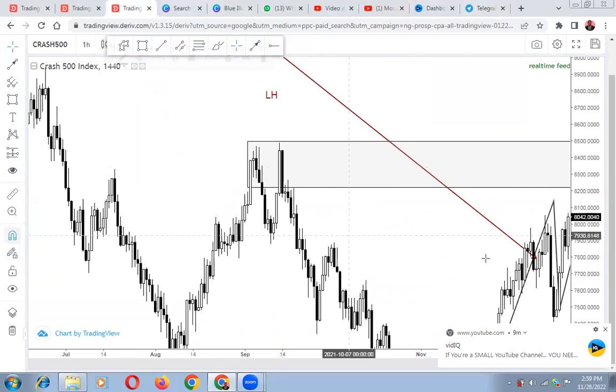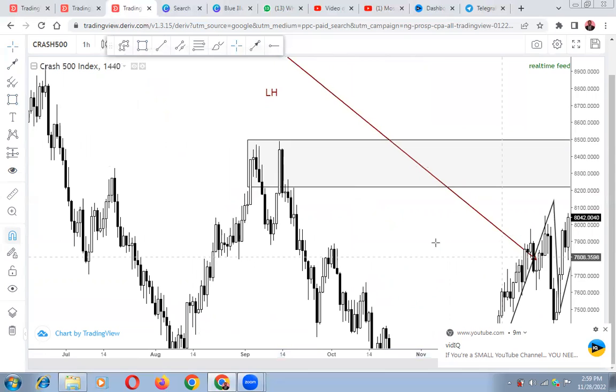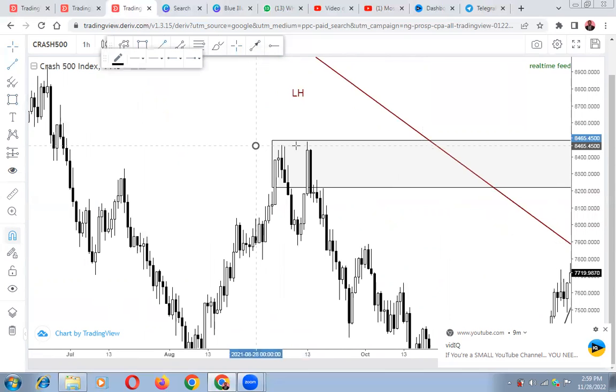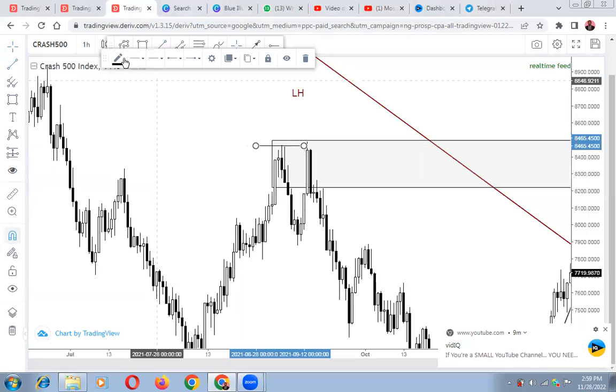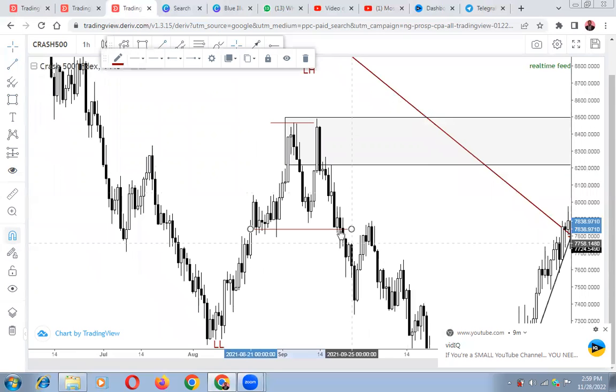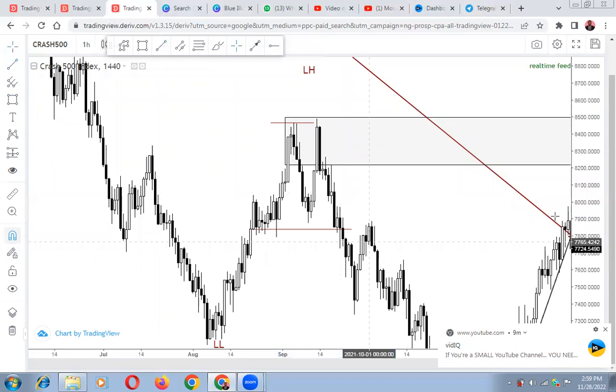What can you see from here? There was a sweep of liquidity at this place. All the early sellers that were here, price came and pushed them out. And then when price pushed them out, it broke this low. So price came and broke this low.